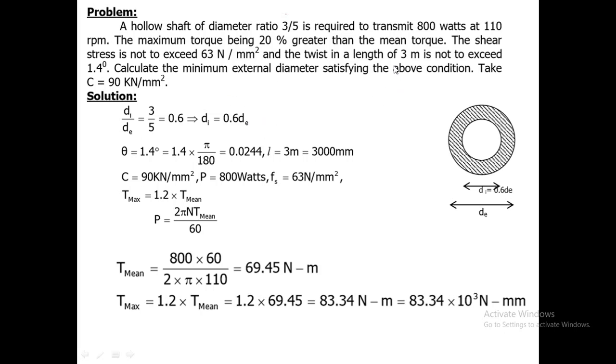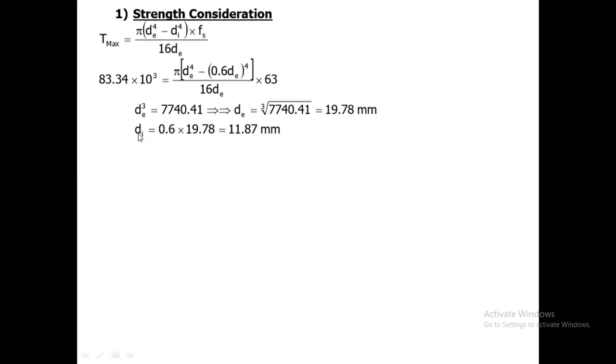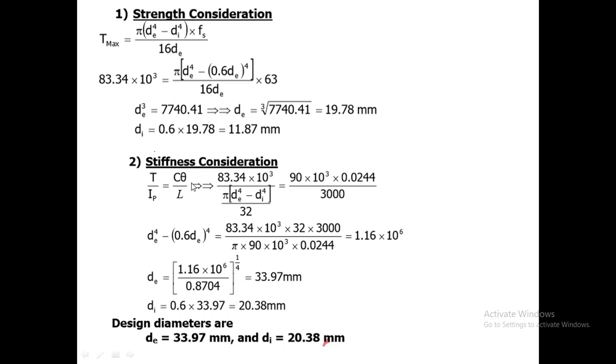Also in this problem, the outer diameter is related to the inner diameter: dI is equal to 0.6 of dE. So the internal diameter is 60% of the outer diameter. Using this equation, we get both the diameters based on strength. Similarly, based on stiffness, you take T by J is equal to G theta by L, and calculate dE and dI again. So we'll get these two diameters.